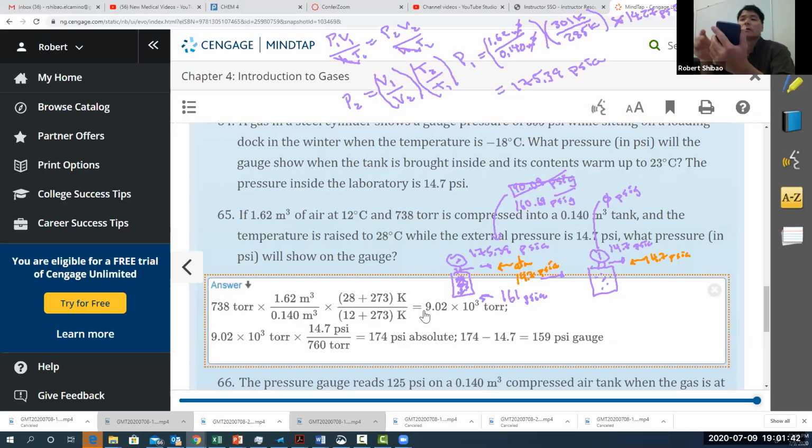Oh, there it is. Yeah, times 738. They just write it differently than I write it. Yeah, they rounded. That's 9.019. So it's going to be off a little bit.